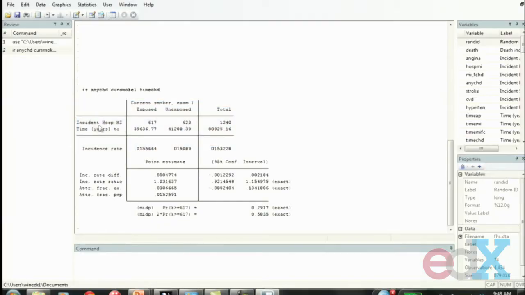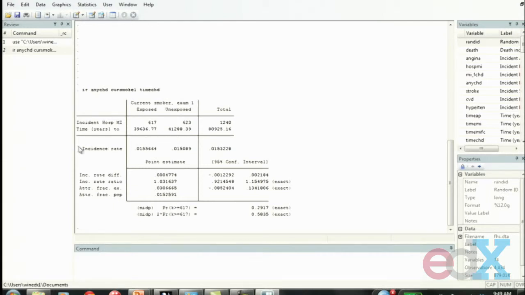Our first row, incident hosp MI, are the cases of CHD in this cohort. And we can see that among our smokers, there were 617 cases of CHD. Among our non-smokers, there were 623 cases of CHD. Our second row here, time years 2, shows the amount of person time of follow-up. So we can see that for smokers, there is about 39,000 person years of follow-up. And for non-smokers, there was about 41,000 person years of follow-up.